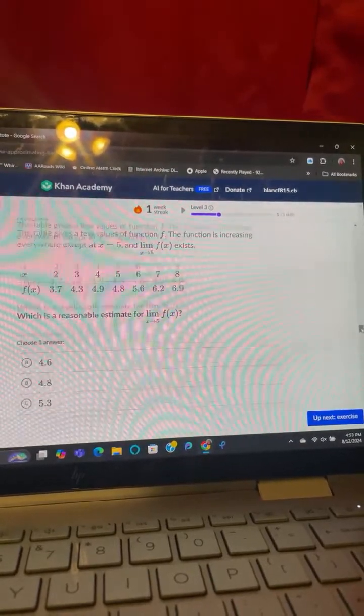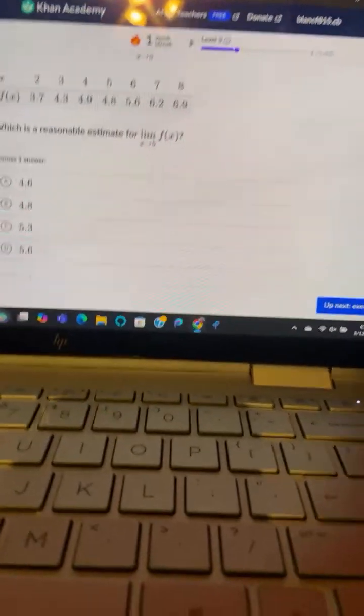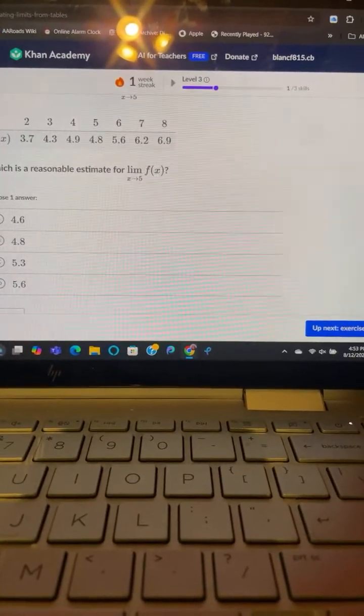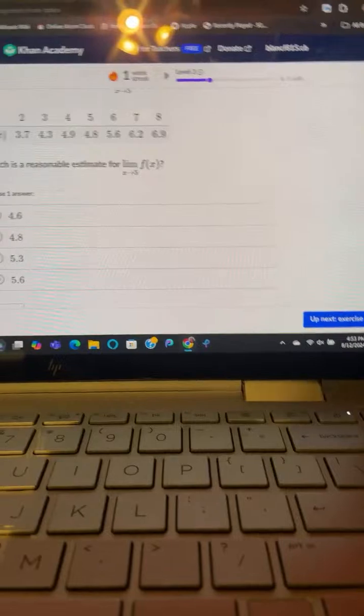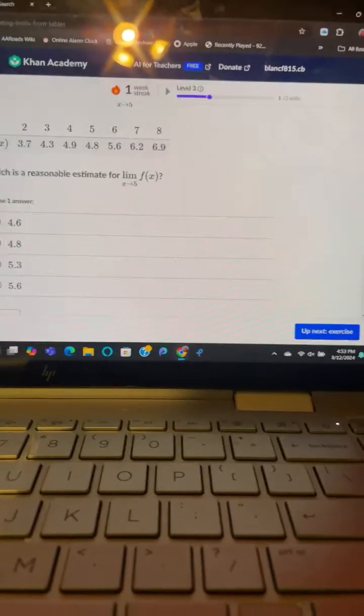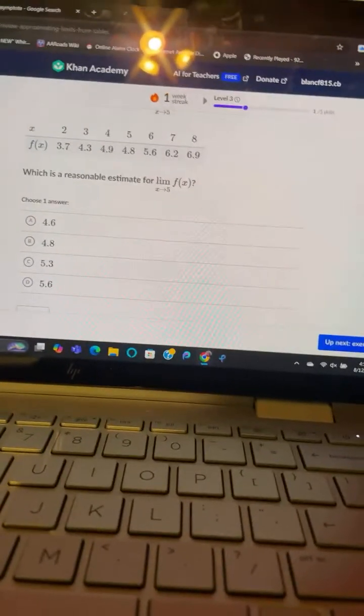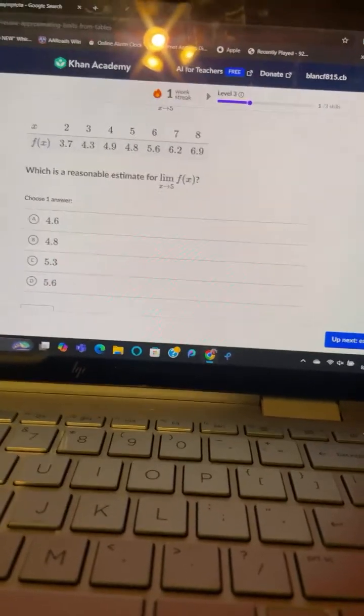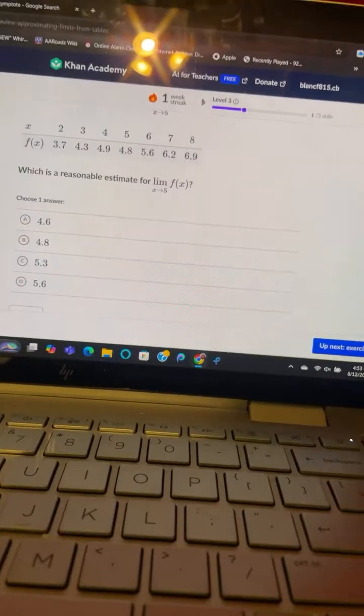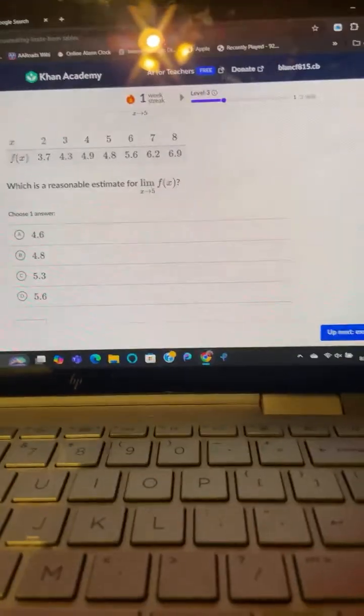All right. What is a reasonable estimate for the limit as x approaches 5? What would y'all say?